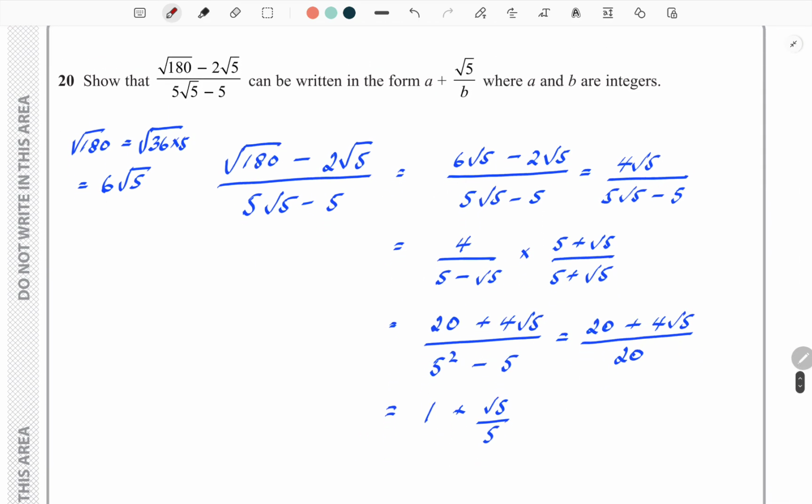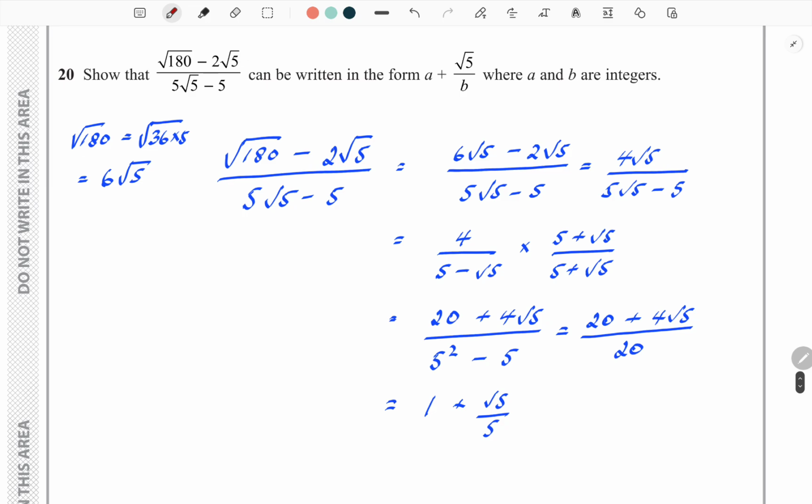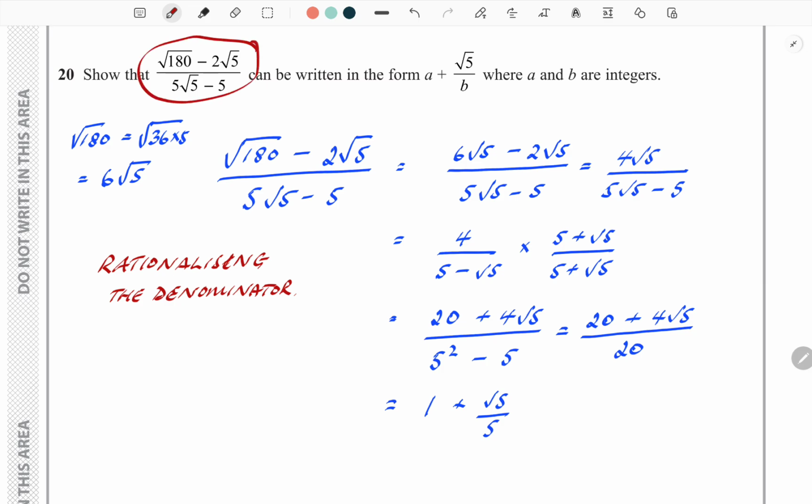Surds question. And this one, the main thing, again, this is in one of my videos, is rationalizing the denominator. First thing we're going to do, we've got this great big surd fraction, and we want to simplify it to that form there as in the question. So let's start working our way through and simplifying each of those surds.